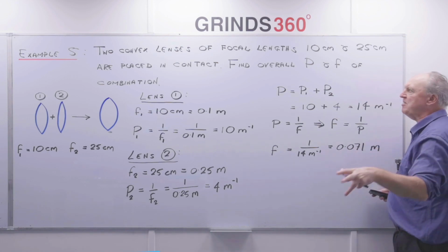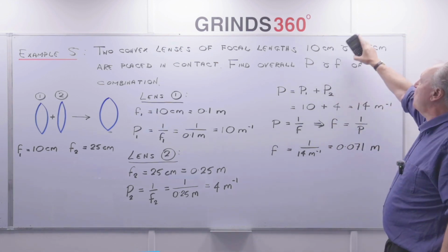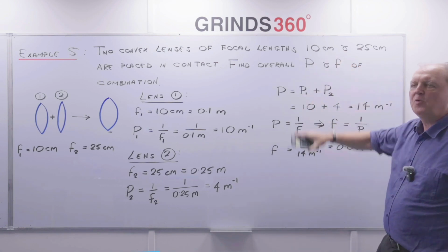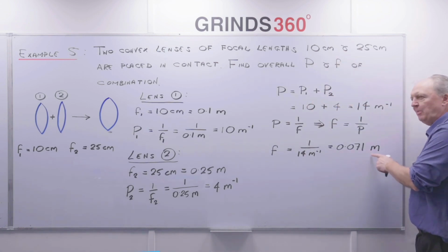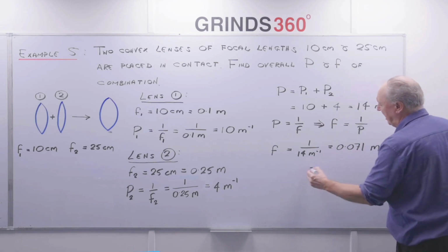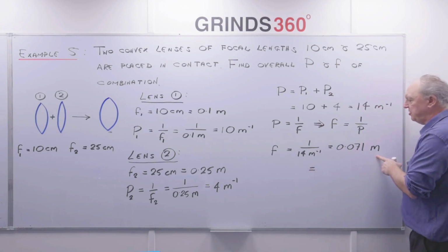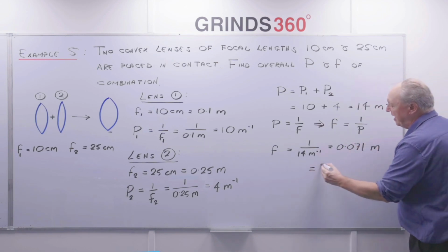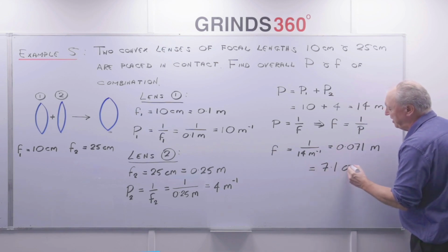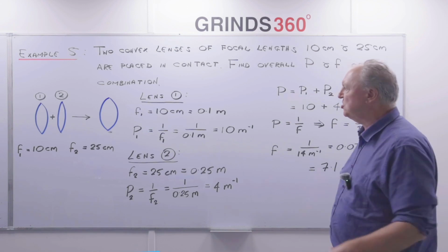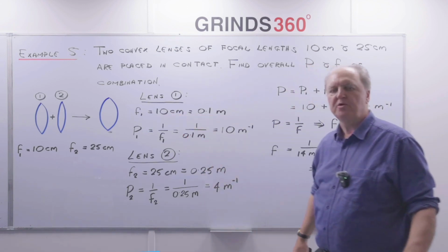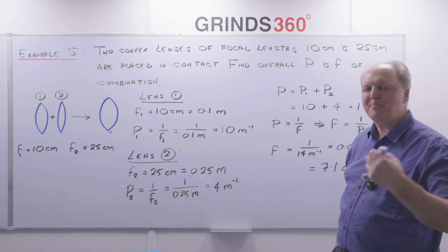Now I suppose we'd better revert. You see the way they gave the focal length earlier in centimeters? Well, let's give the answer back in centimeters. You don't have to, that will give you full marks in the exam. But to turn that back into centimeters, multiply by 100, and I get 7.1 centimeters. It's the focal length of the combination, which is shorter than either of those two, which is correct, making it more powerful.